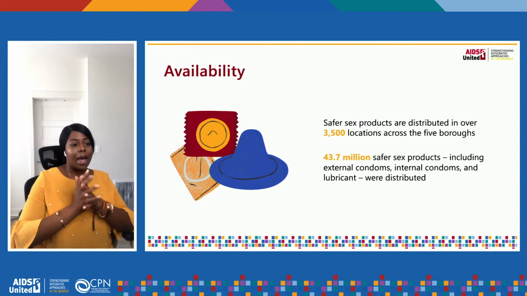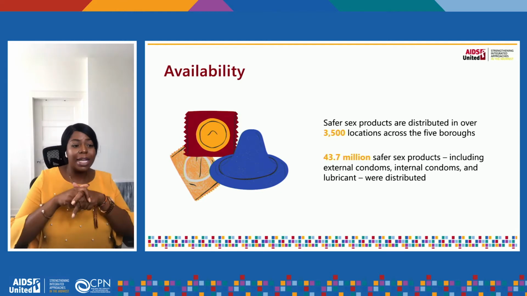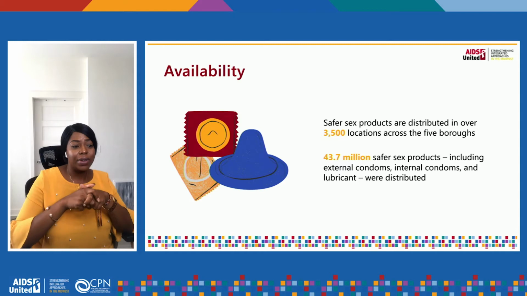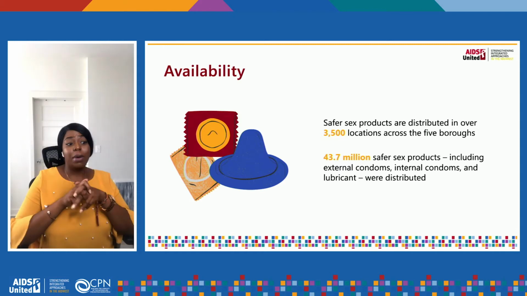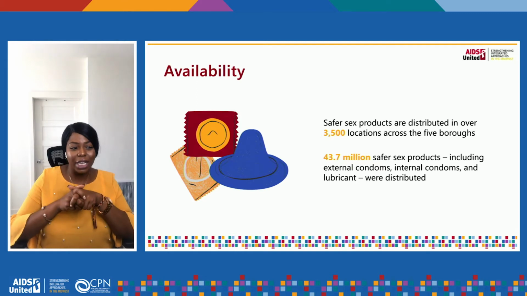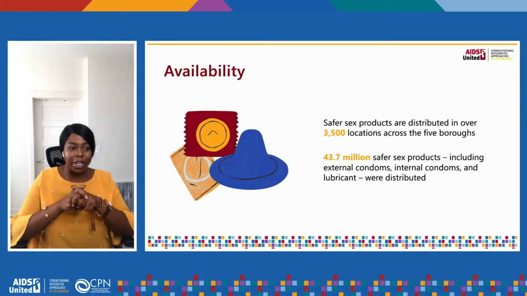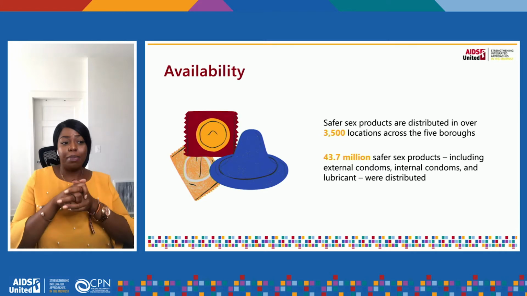By the end of 2019, the program had successfully allocated resources and built a robust program that was distributing 43.7 million safer sex products across 3,500 locations in all 5 boroughs.